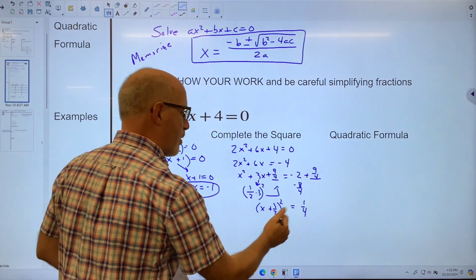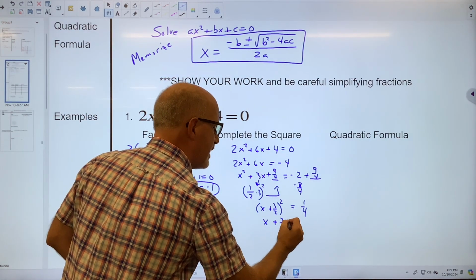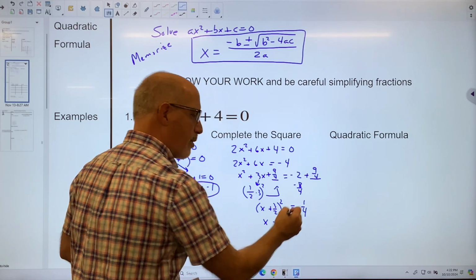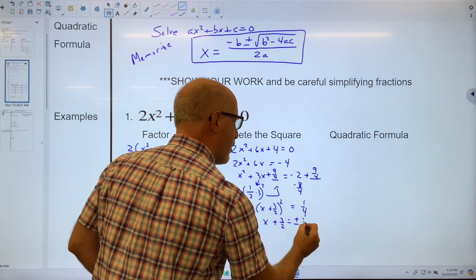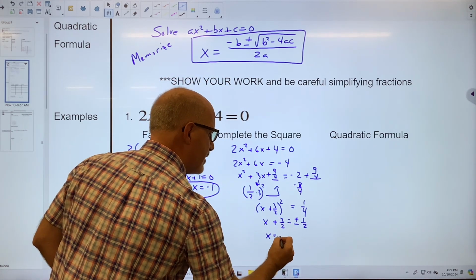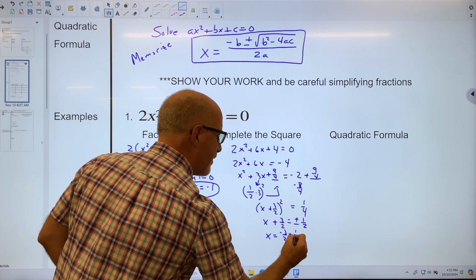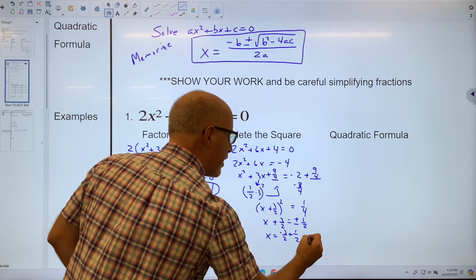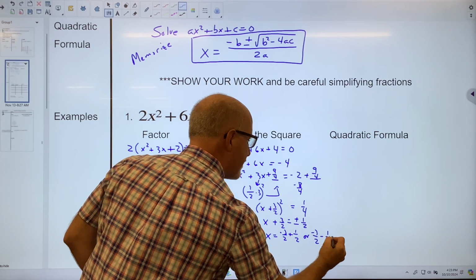We're going to take the square root of both sides. So x plus 3/2 equals plus or minus the square root of 1/4. The square root of 1 is 1, the square root of 4 is 2, so we get 1/2. Now I subtract 3/2 from both sides, so I get negative 3/2 plus 1/2, or negative 3/2 minus 1/2.